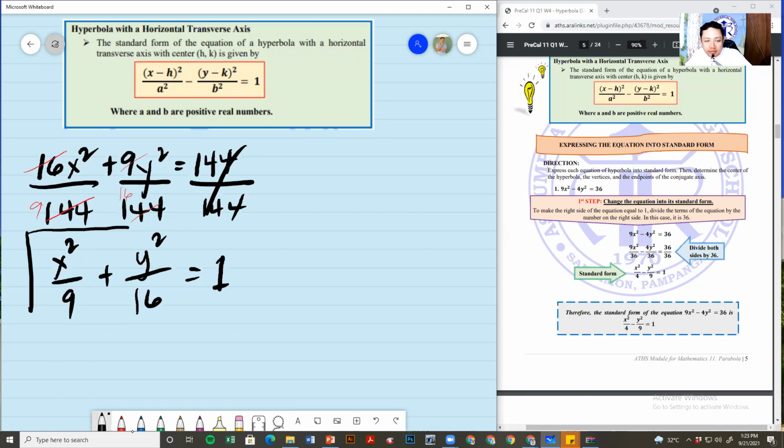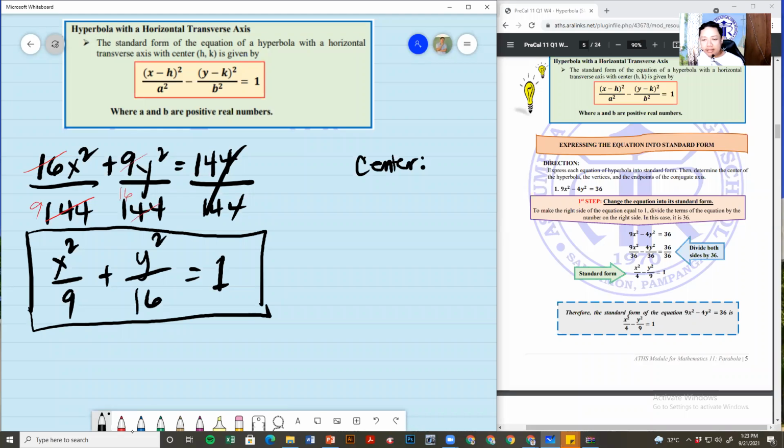So this is now the standard form of our equation. From here, we can identify the center. What's our center, based on our horizontal transverse axis? Ay, sir, bakit po plus? Sorry. Thank you for that. I'm just checking if you are really understanding our process. And finally, someone noticed it. Correct. This should be minus because we are doing the hyperbola. Very good. Thank you for that. So our center is 0, 0.